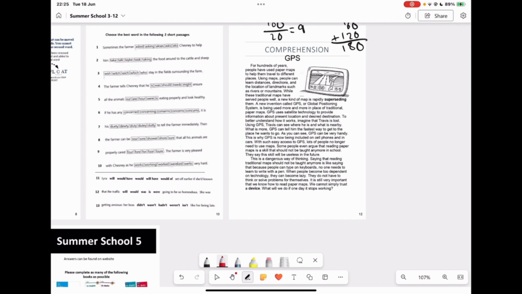Some people even argue that reading paper maps is a skill that should not be taught anymore in school. They say the skill will be useless in the future. This is a dangerous way of thinking. Saying that reading traditional maps should not be taught anymore is like saying that because people can type on keyboards, no one needs to learn to write with a pen. When people become too dependent on technology, they become lazy. They do not have to think or solve problems for themselves. It is still very important that we know how to read paper maps. We can't simply trust a device. What will we do if one day it stops working?